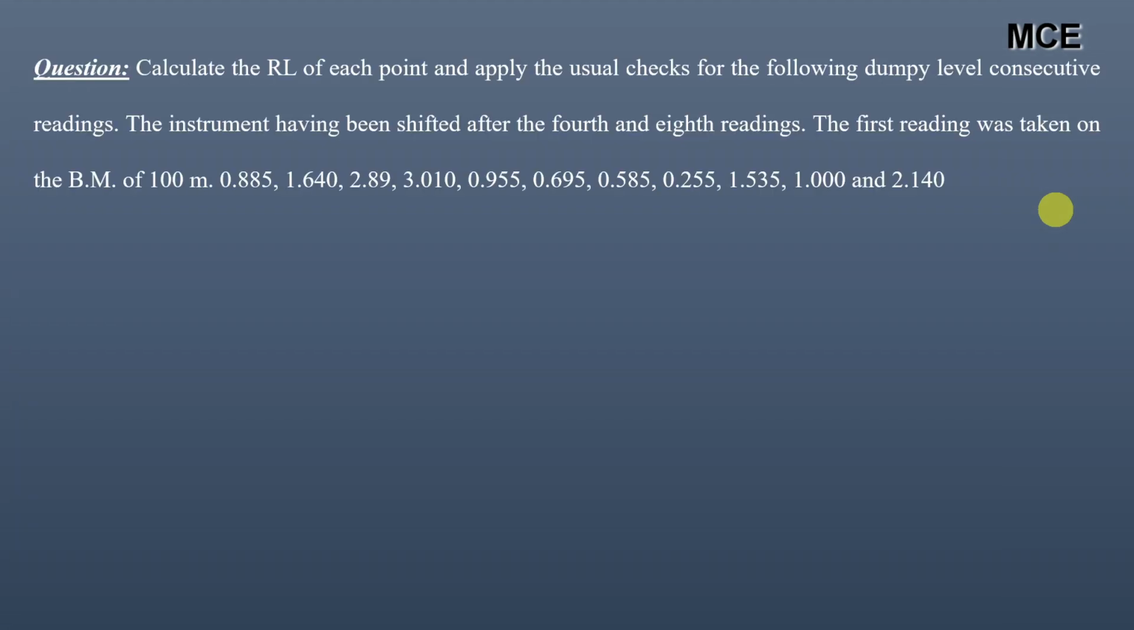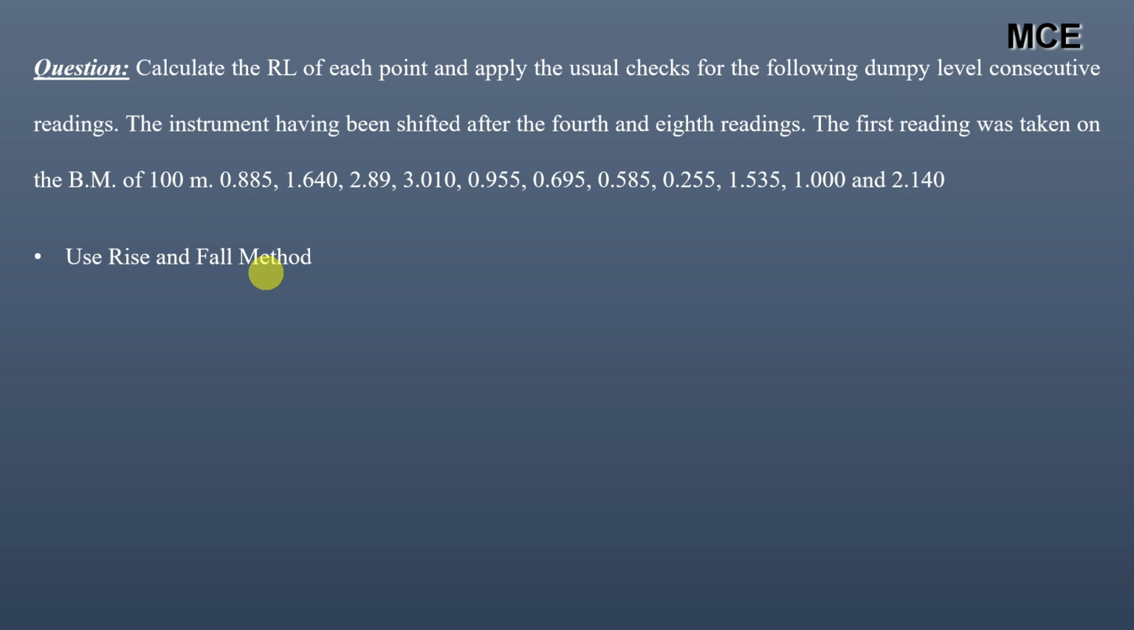Hello and welcome back to Master Civil Engineering, and in this video we will learn how to use the rise and fall method of surveying to calculate the reduced level of points. I have been given a question which states: calculate the reduced level of each point and apply the usual checks for the following dumpy level consecutive readings. The instrument having been shifted after the fourth and eighth readings, the first reading was taken on the benchmark of 100 meters. You can see these 11 readings, and we have to use the rise and fall method.